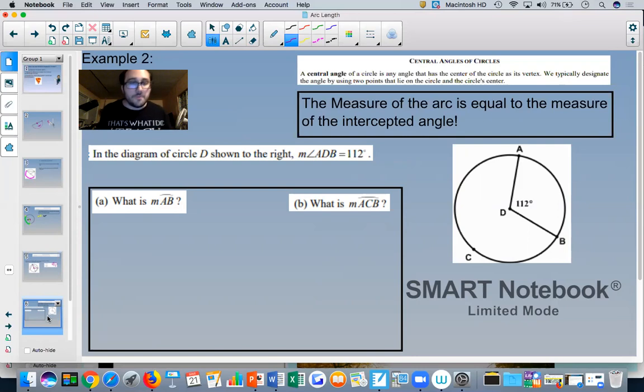All right, so central angles equal the measure of its intercepted arc. So this ADB is a central angle. And do you see from here to here, this is the intercepted arc. So the measure of AB has to be equal to the central angle. Has to be the same. So that's 112 degrees.